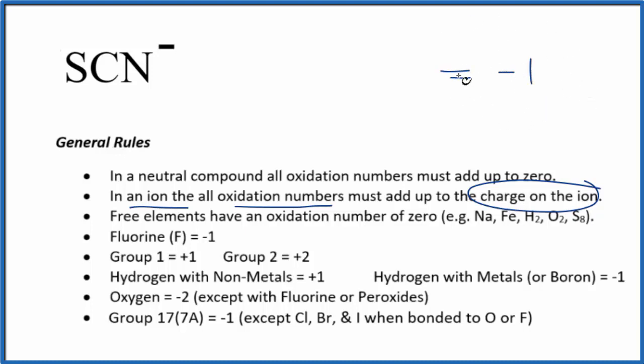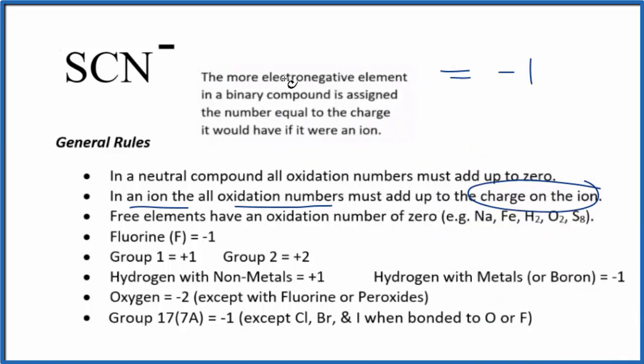So we know that. Now, when we look at our chart here, S, C, and N, we don't see those on our chart. These can have variable oxidation numbers depending on what they're bonded to. So we're kind of stuck here with these rules. There is another rule we can look at, though. It says for the more electronegative element, the oxidation number for that element is going to be equal to the charge if that element were an ion.